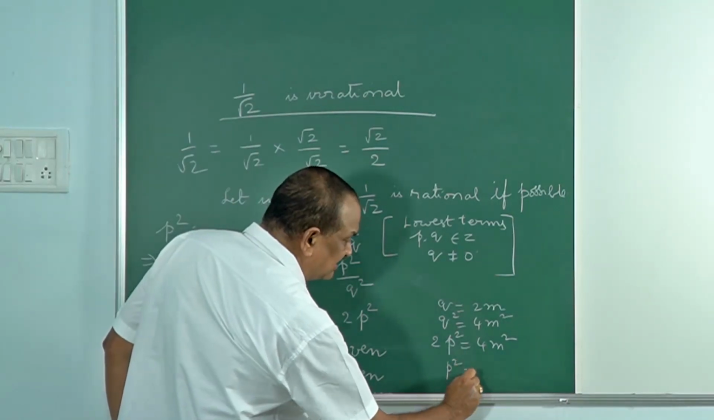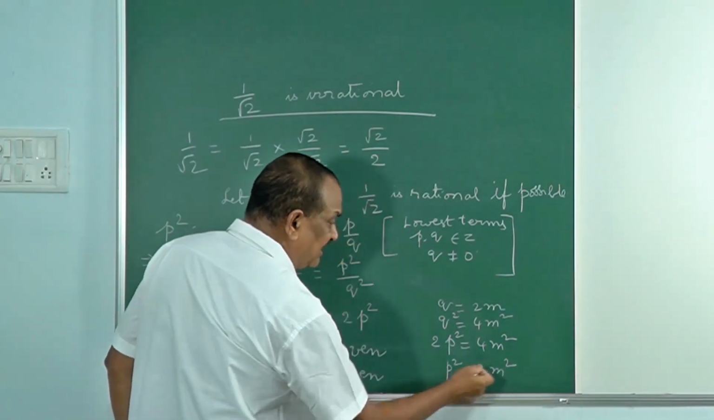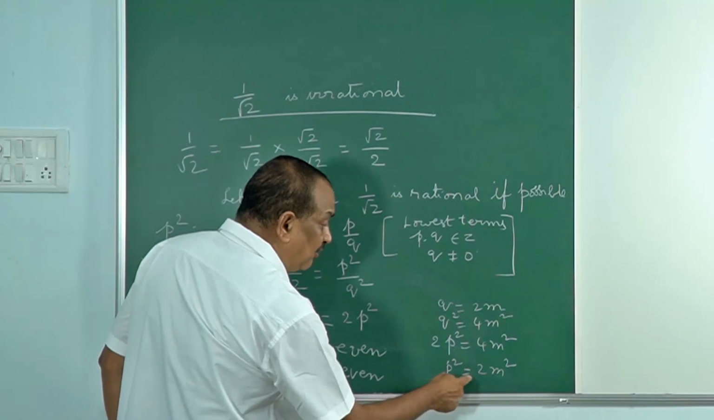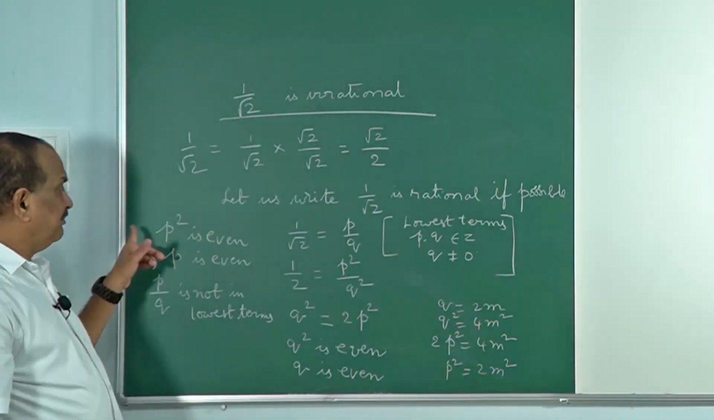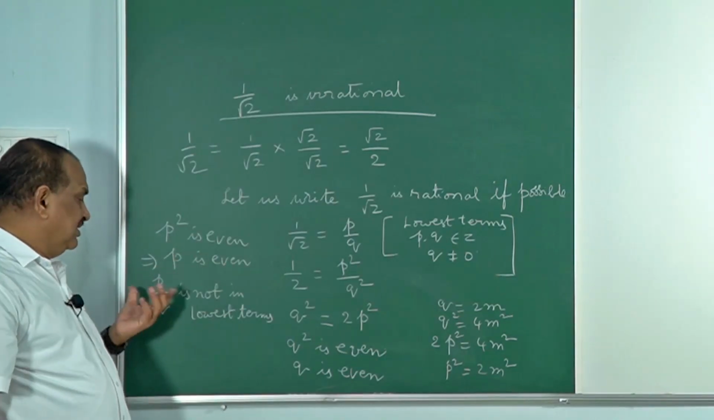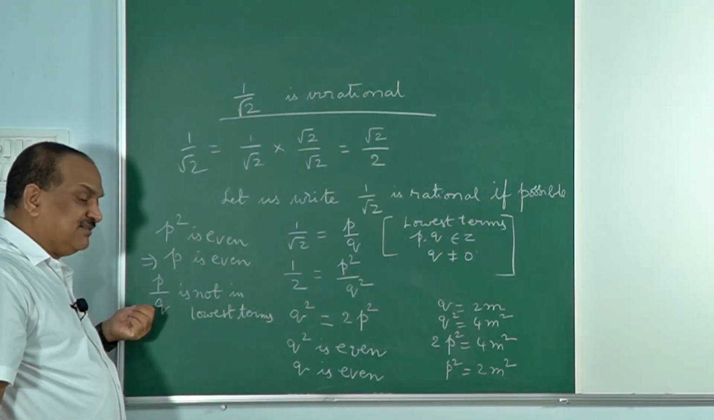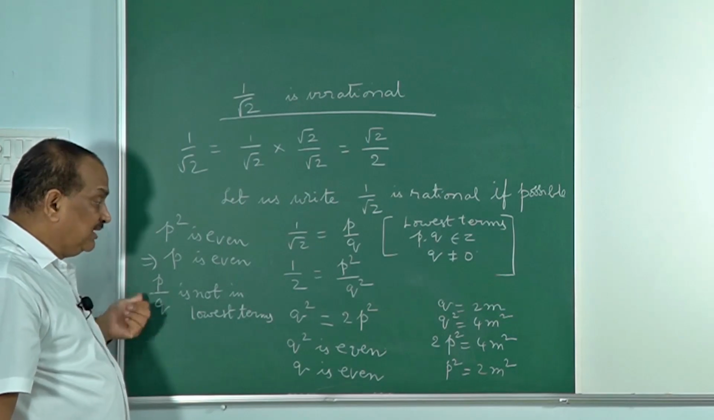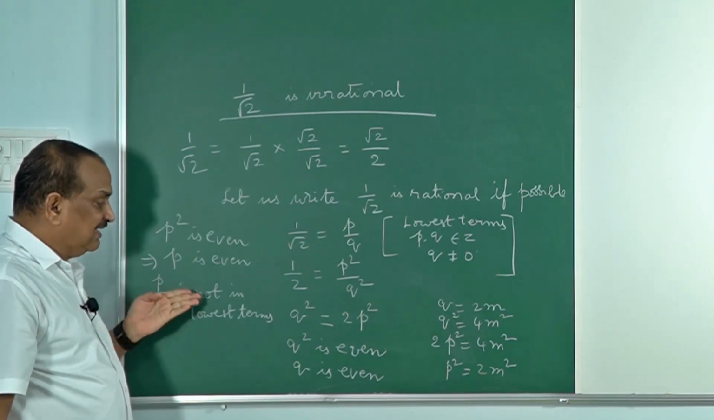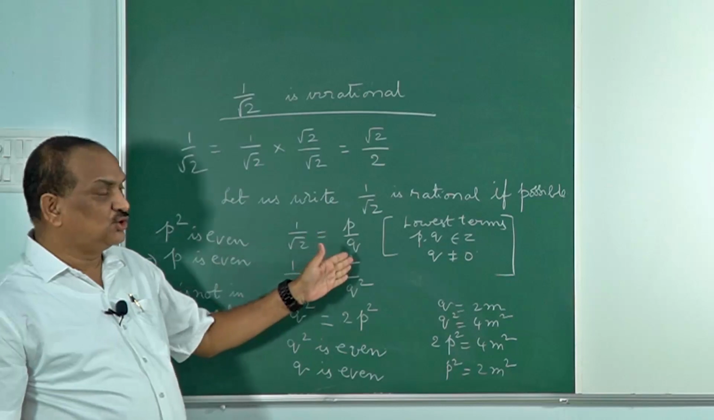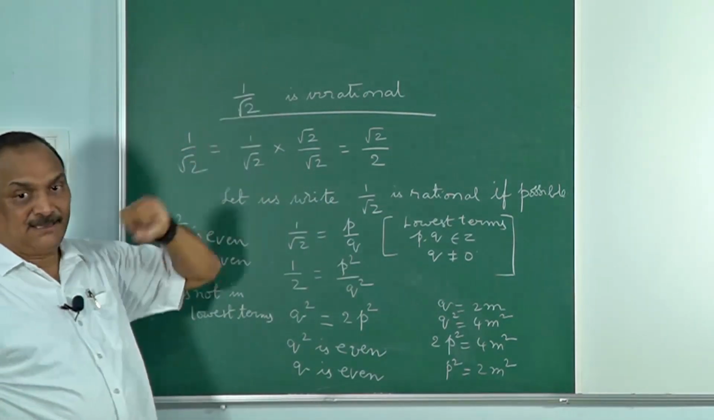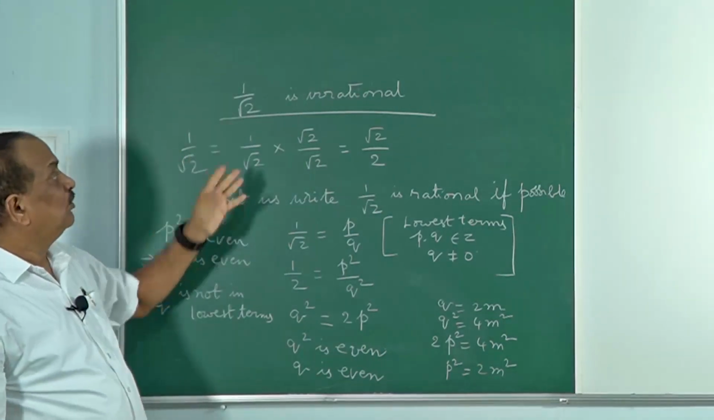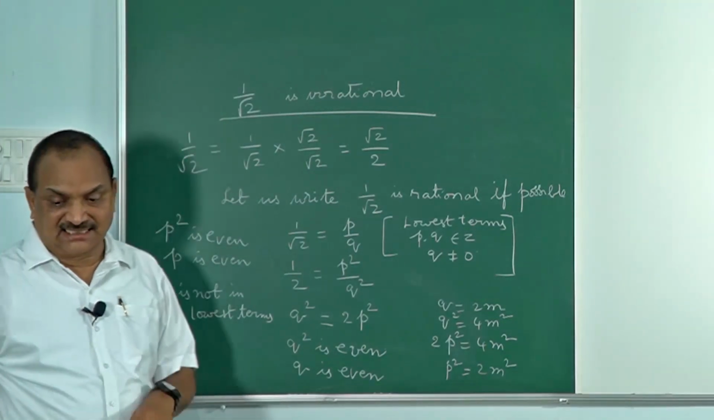P square is 2 times m square, where m is an integer, and I found that P square is an even number, for 2 times something. P square is even, P is even. So P is even and Q is even. So you can cancel 2 in both of them, and therefore they are not in the lowest terms as you assumed, and therefore this is an irrational number. Which one? 1 on root 2 is an irrational number.